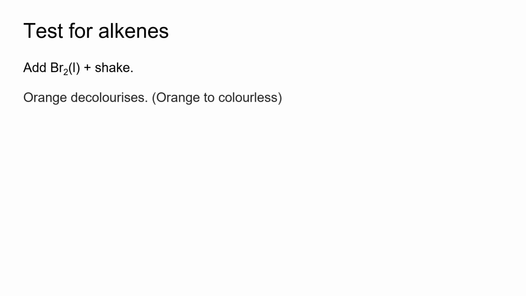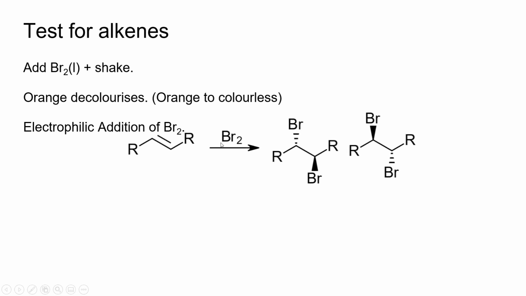So let's start off with one of the first functional groups you looked at, alkenes, and this is something that you've definitely seen before. The test is to add bromine water and shake, and what happens is you get this orange to colorless color change. This happens as the bromine's used up. Bromine is orange. Bromine is added electrophilically across the double bond. So an electrophilic addition, which you've seen in your alkenes module.